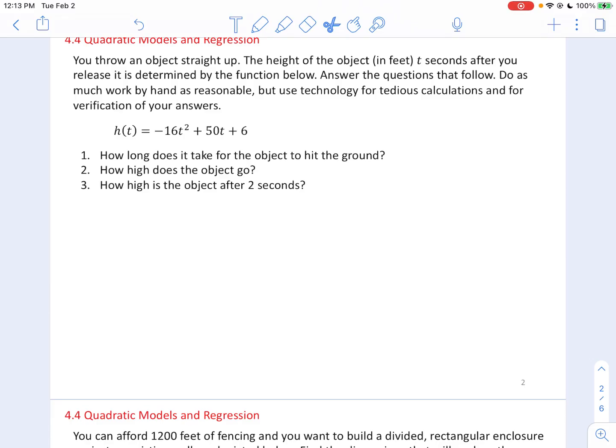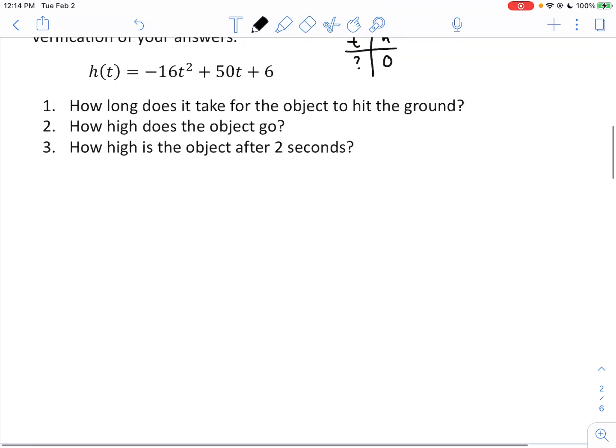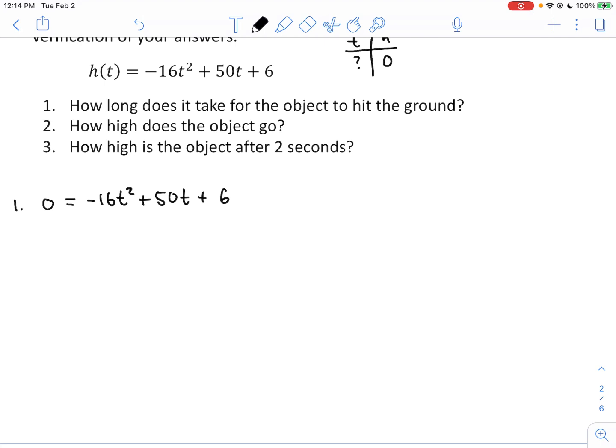It says, do as much work by hand as reasonable. Okay, so how long does it take for the object to hit the ground? To answer that question, you want the height to be 0, and you want to figure out the time where that happens. So just change this side of the equation to 0 and solve for t. We have 0 is equal to negative 16t squared plus 50t plus 6. The first thing I notice is that everything here is even, so I could certainly divide everything by 2 to make the numbers a little bit easier. So negative 8t squared plus 25t plus 3.